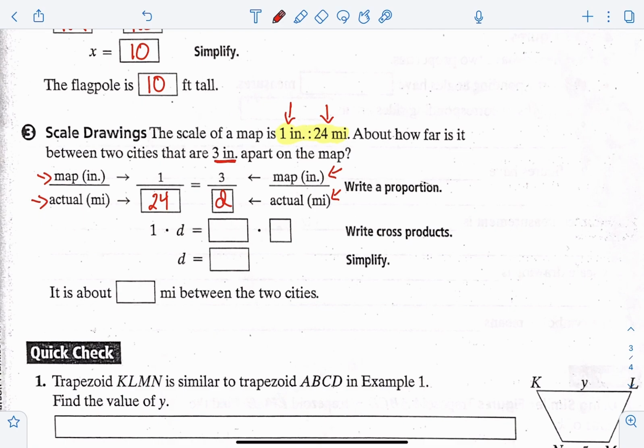So we have 1 times D and 24 times 3. 1 times D is just D, so we don't have to do any division on this one. And 24 times 3 is 72. So it's about 72 miles between the two cities.